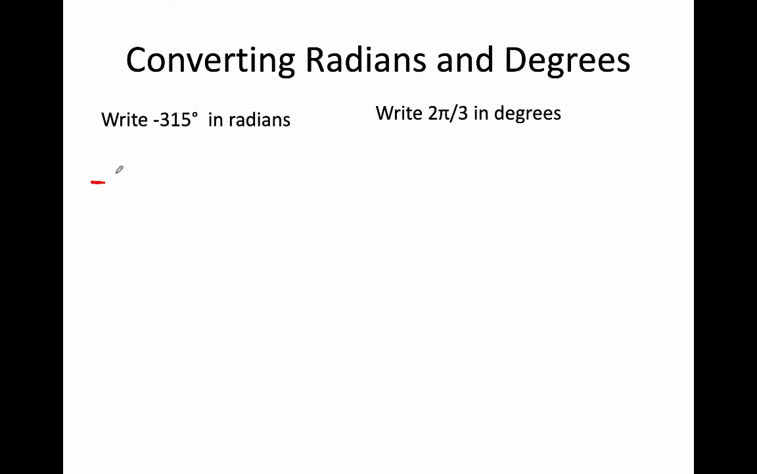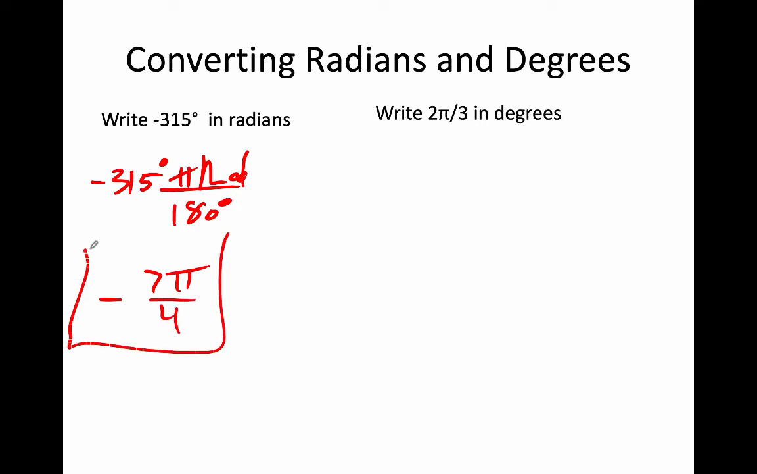I'm getting rid of degrees, negative 315. And I'm getting rid of degrees, so I know 180 goes on the bottom because the degrees need to cancel. Pi radians goes on top. 315 over 180. I'm definitely going to need my calculator for that one, and I believe it's negative 7 pi over 4. Just a lucky guess, I guess.